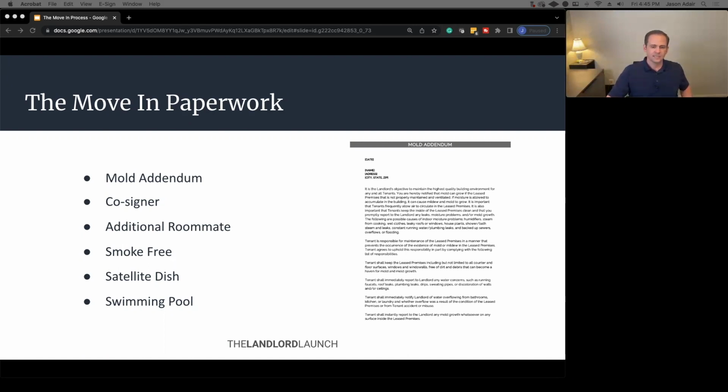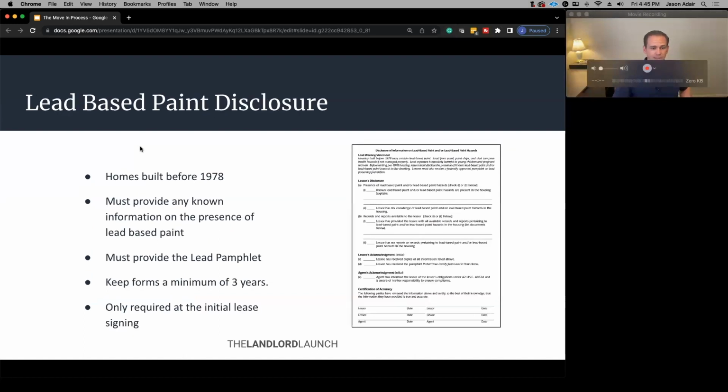Again, there are copies of these in the forms vault. These are very specific, so I didn't want to open up every single addendum that exists. We'd be here for years. But those are some of the more common ones, and sometimes they get extremely specific.